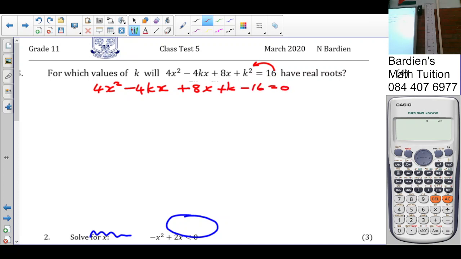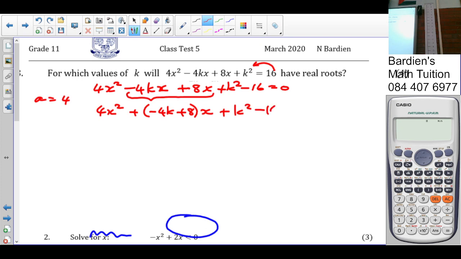People, delta. Delta is what? B squared minus 4ac. And it can only be retrieved from the equation if it's in standard form, which is ax squared plus bx plus c. So the a is sorted. Here we've got x's, so we've got 4x squared. We're going to take out x as a common factor. So I say 4x squared plus minus 4k plus 8 x plus k squared minus 16 equals 0. So what's my b value? Negative 4k plus 8. What's my c value? k squared minus 16.